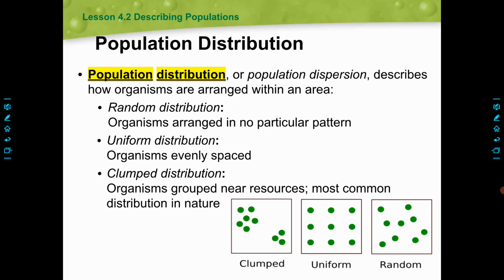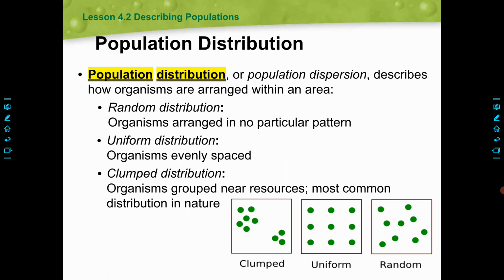And then we also have distribution. Population distribution is how they're arranged within an area. We'll go over these in a second. It's how they're arranged in an area. Are they all clumped together? Are they spread out randomly or are they spread out evenly? And different populations work in different ways.